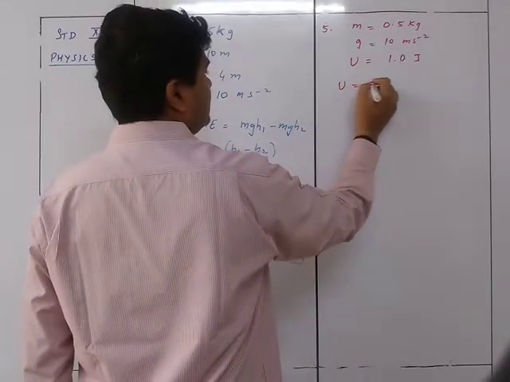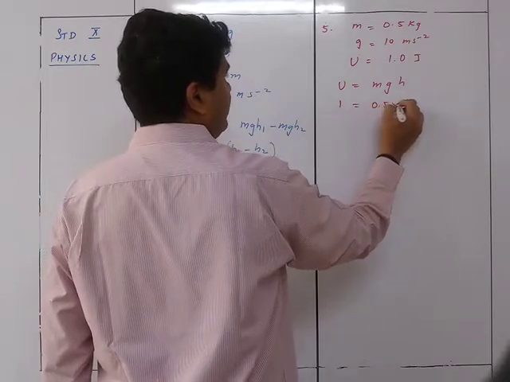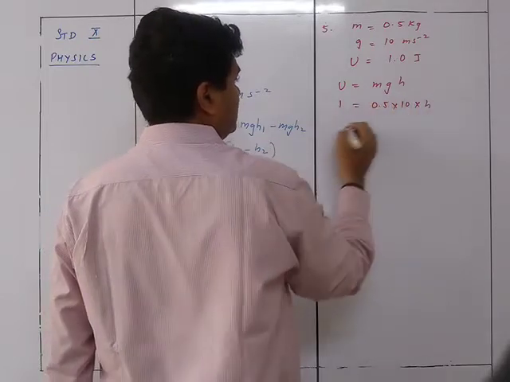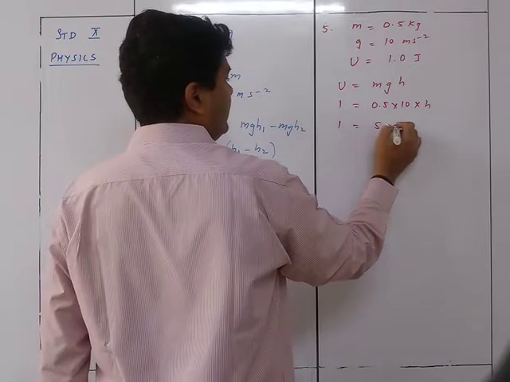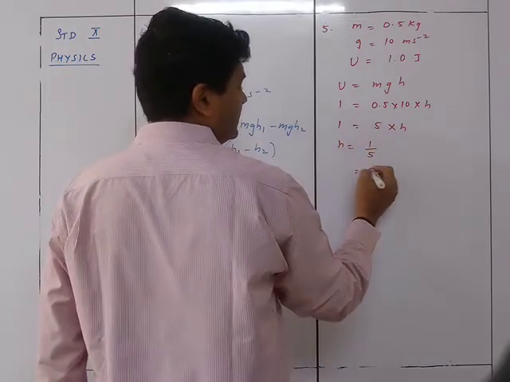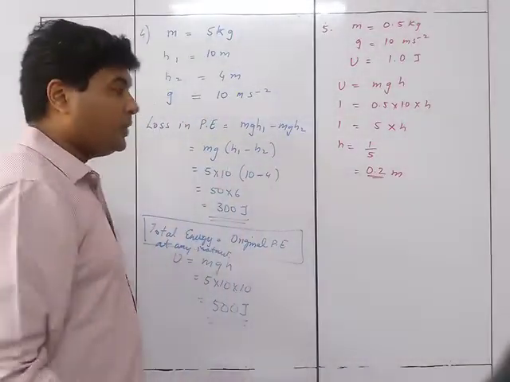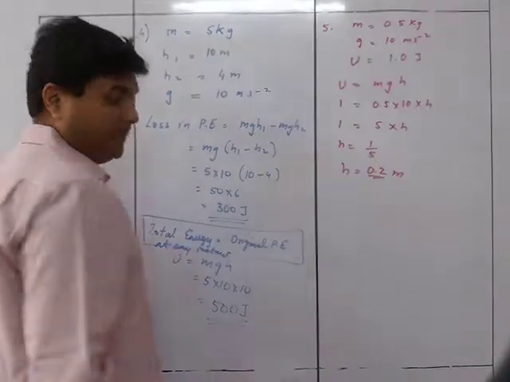So we get U is equal to mgh. 1 is equal to 0.5 into 10 into h. So 1 is equal to 5 into h, where h is equal to 1 upon 5. That is nothing but 0.2 meters. So the height will be 0.2 meters.